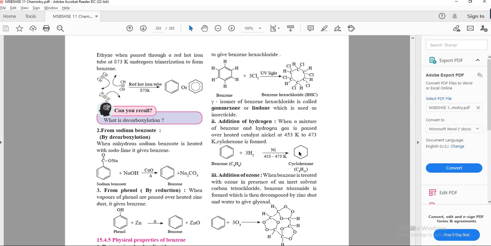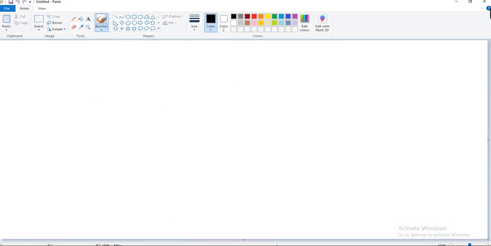This ring is what? Cyclohexane ring. And nickel, Ni, is the metal catalyst. So this reaction is carried out with a metal catalyst, and hydrogen gas is used here. So it is addition of what? Addition of hydrogen. So we'll see the reaction.